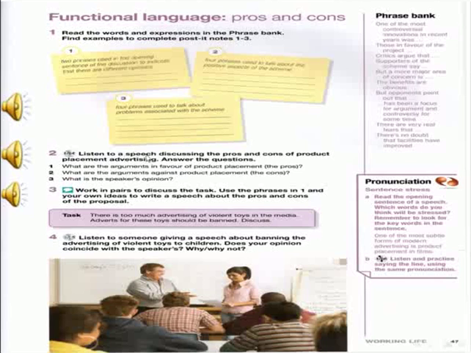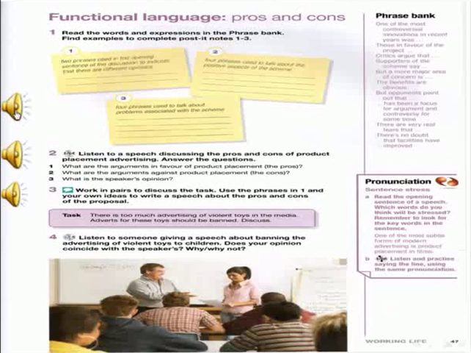Number 2, listening. Listen to a speech discussing the pros and cons of product placement advertising. Answer these questions. 1, 2, 3. Now, before we listen, you read the questions. What are the arguments in favor of product placement? What are the arguments against product placement? And what's the speaker's opinion? So you read, you understand, and then you go and listen. Right? Listen and take your pen and write in your sheet. Right? Listen.